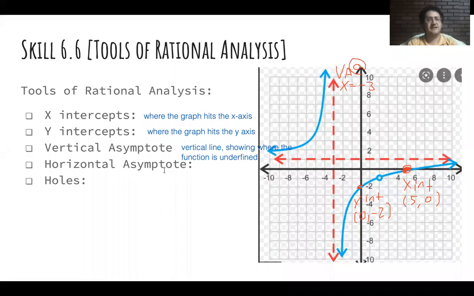Horizontal asymptotes will get more precise a little bit later. But we can say that this function has a horizontal asymptote at y equals 1.